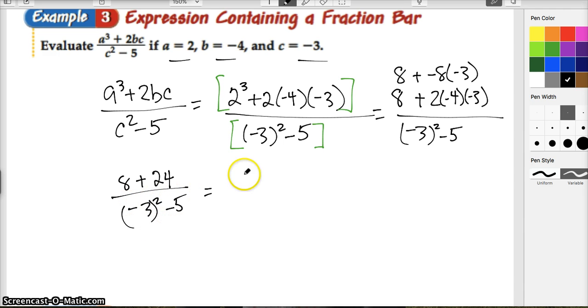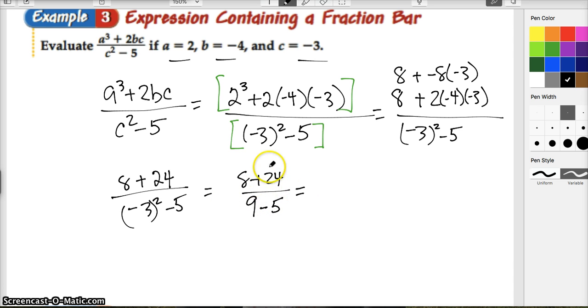I'm sure you're probably doing this faster than me, which is totally fine. I just want to make sure it's clear exactly what we're doing. Negative 3 to the second power is negative 3 times negative 3, which is a positive 9. When I subtract 5 from that, I'm going to finish my denominator.